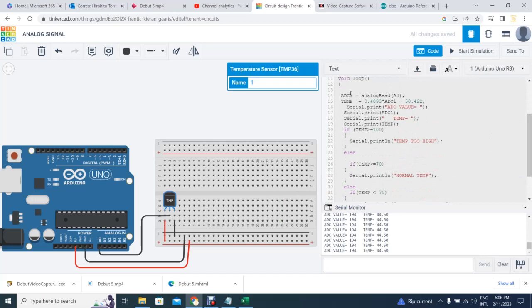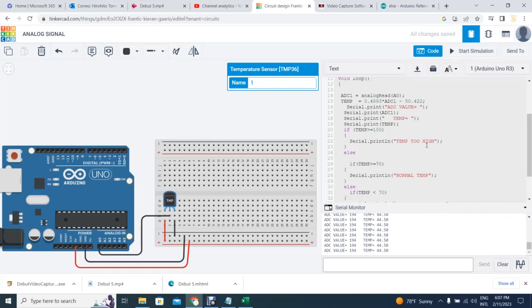the first thing that we do in the loop is read the analog, save the value in ADC1. Using this equation, which is called calibration, we save the value in temp. Now, here in the first line, we print the ADC value, no carriage return. Then we put the value of the ADC, no carriage return. Then we print the word temp. Then we put the variable, no carriage return there, because the one that will carry the carriage return is the one that has ln, which is the final command on the line here.